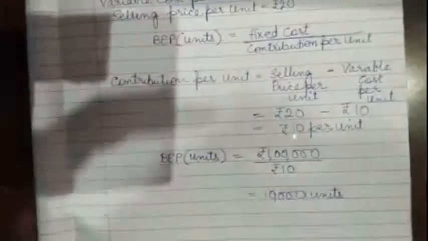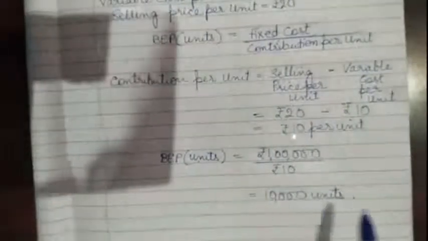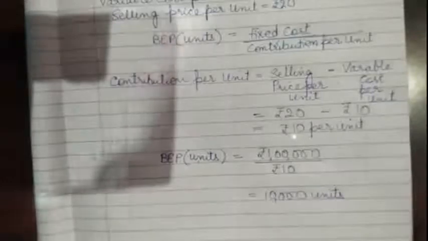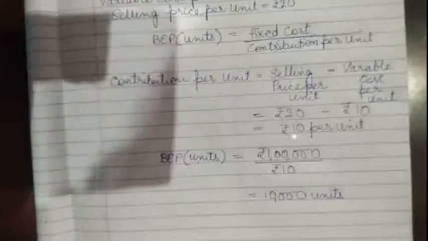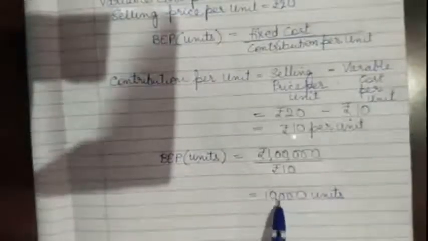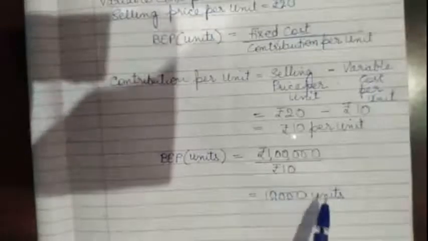It means that if you produce 10,000 units, then the firm will neither earn profit nor incur loss. So the sale or the production should always be more than 10,000 units.